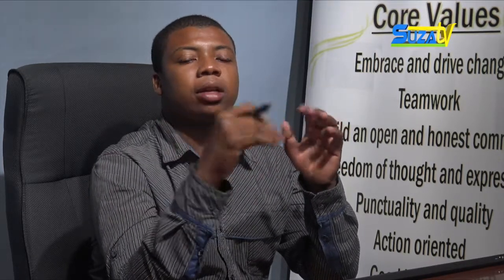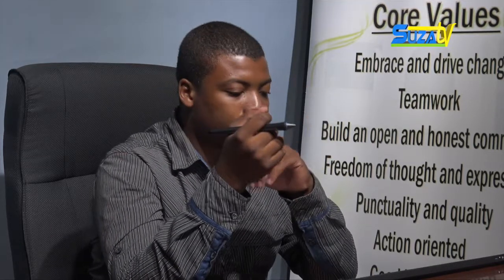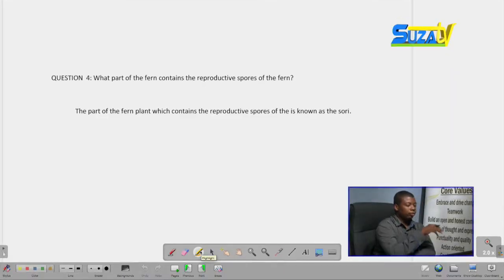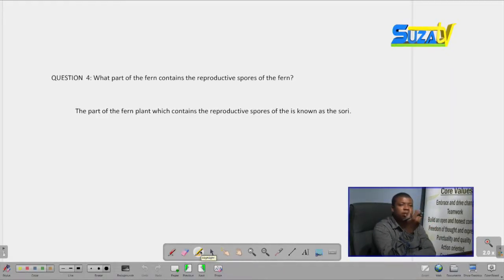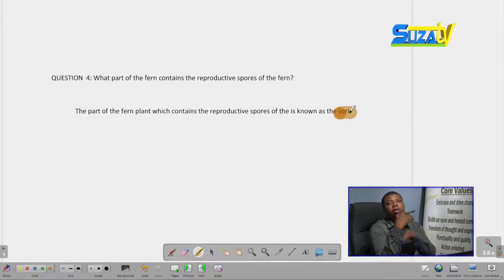If you look closely in a picture of a fern plant, or if you have a fern plant, if you look closely underneath the leaflets, there is a round object, or a round hard node. In those nodes is where you can find the reproductive spores, but it has its own special name. So in answering a question like this, you can answer it straightforwardly by saying the part of the fern plant which contains the reproductive spores is known as the sori.